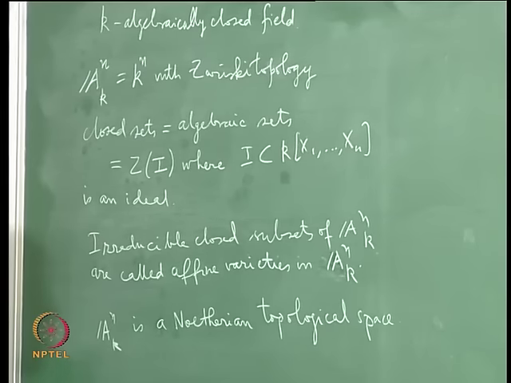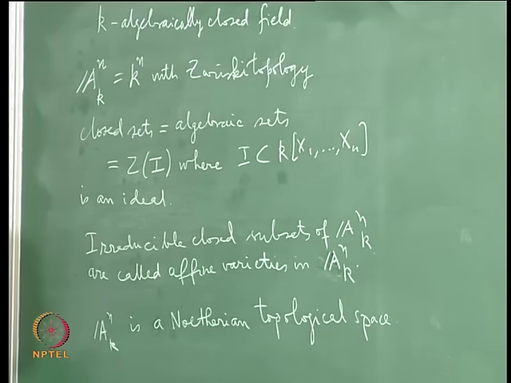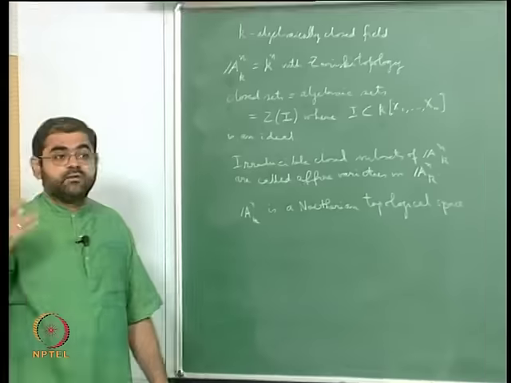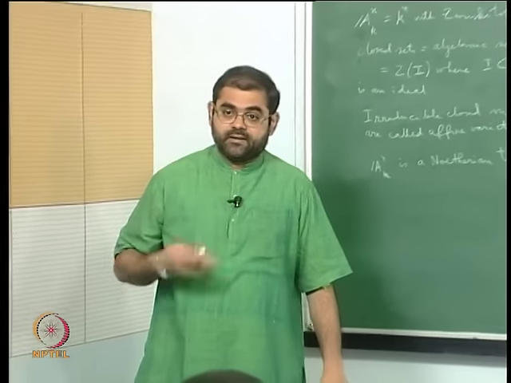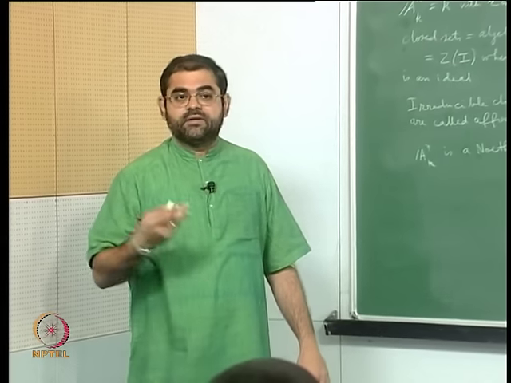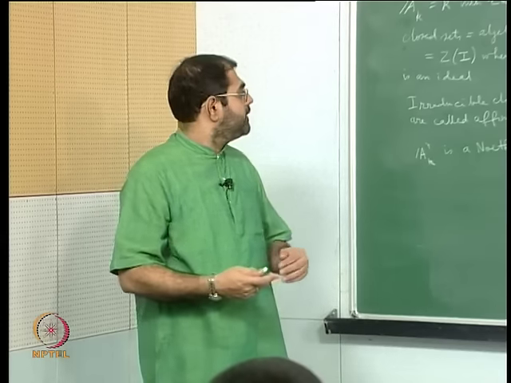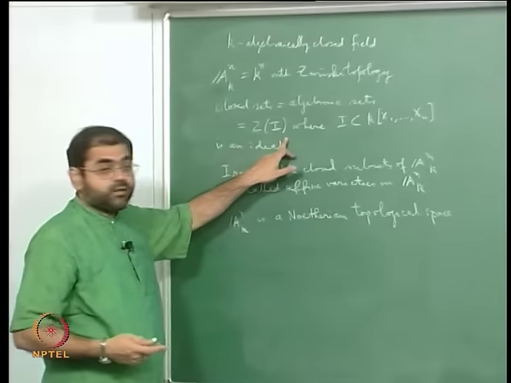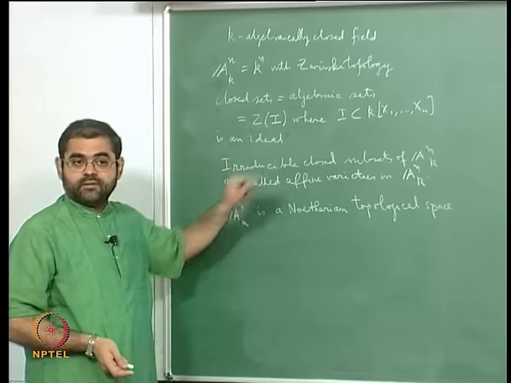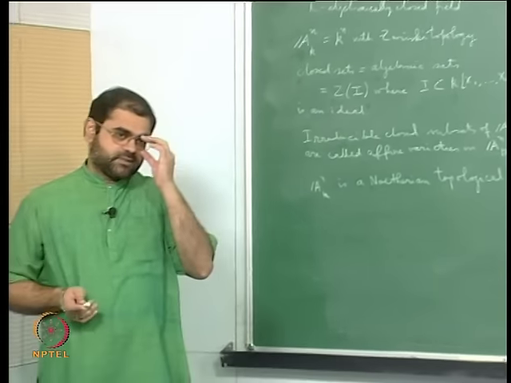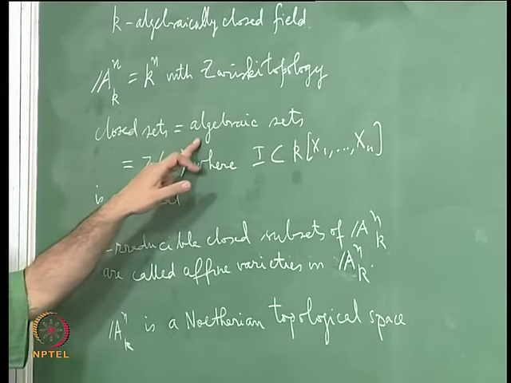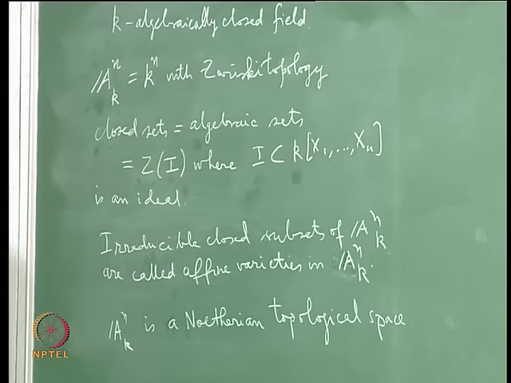That's part of the reason why, at least in a first course in algebraic geometry, we study only affine varieties. And we study affine varieties to begin with, and then probably study projective varieties. But we don't study non-irreducible closed sets. We study only irreducible closed subsets, because a general non-irreducible closed set can always be broken down like this.